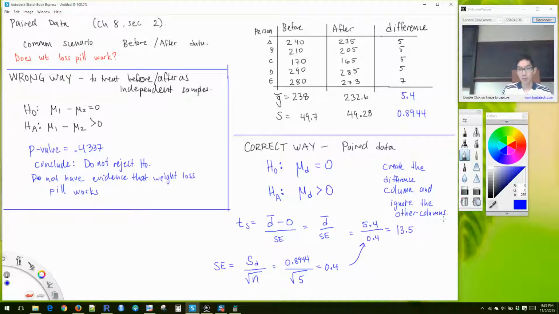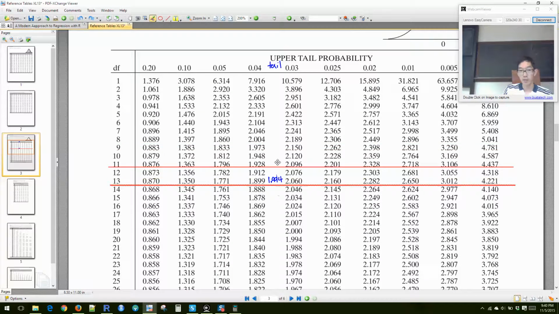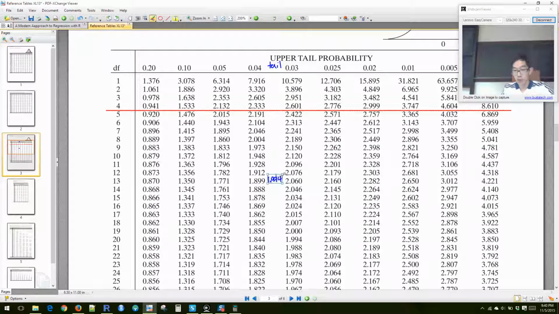And so if I were to look this up in the t-table using just the directional side, for my p-value, we look up 13.5. How many degrees of freedom? It would be n minus 1, because I don't have 2 samples anymore, I just have 1 sample. So how many degrees of freedom do I have? 4. Okay, so I would have 4 degrees of freedom. Look up 13.5.